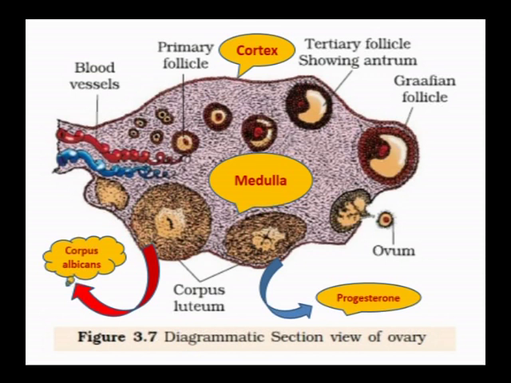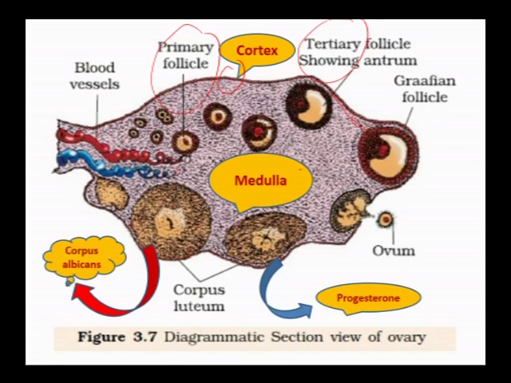Each ovary is distinguished into outer cortex and inner medulla. Cortex is lined by germinal epithelium, whereas medulla consists of connective tissue stroma, which is rich in blood vessels, blood cells as well as nerve endings. In the stroma itself, there are numerous ovarian follicles present at different stages of maturity. Some are at primary follicular stage, some at secondary follicular stage, some at tertiary follicular stage.